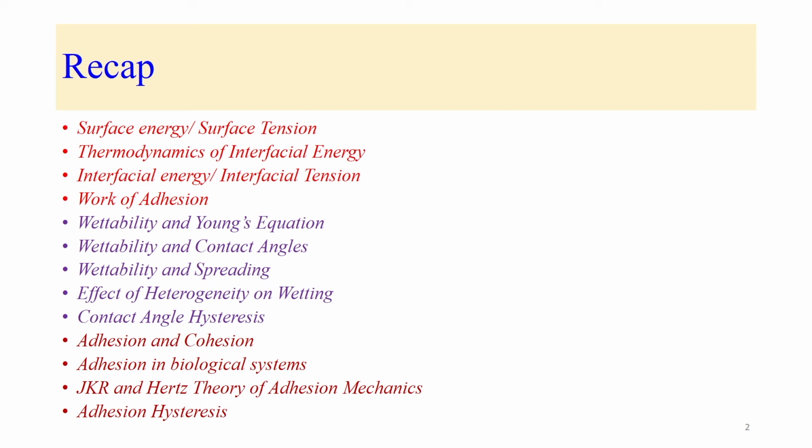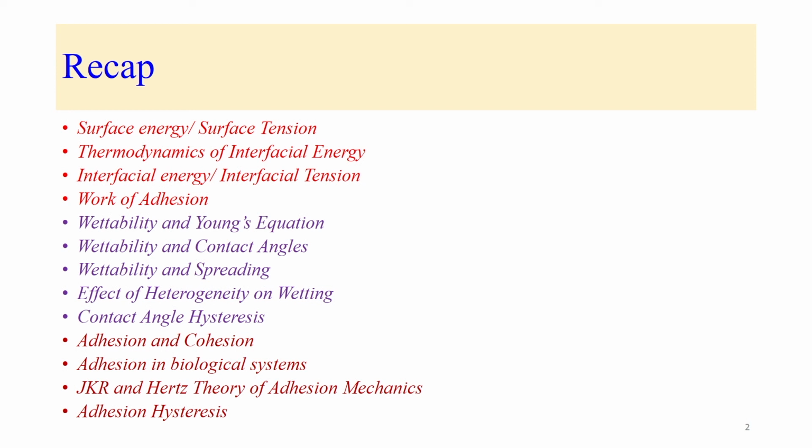In the last lecture, we discussed adhesion and cohesion. We also briefly discussed a few examples of adhesion in biological systems. Then we discussed the adhesion mechanisms based on the JKR and Hertz theory. JKR considers that the interfacial layer is deformed, or you can say it considers adhesion, while the Hertz theory considers there is no adhesion. Then, similar to the contact angle hysteresis, we also discussed the adhesion hysteresis.